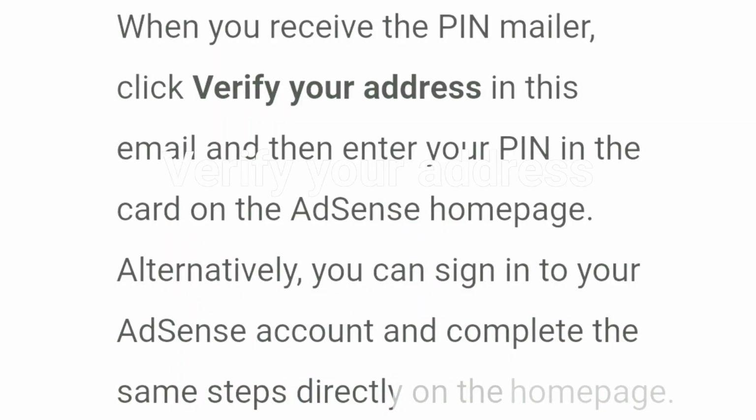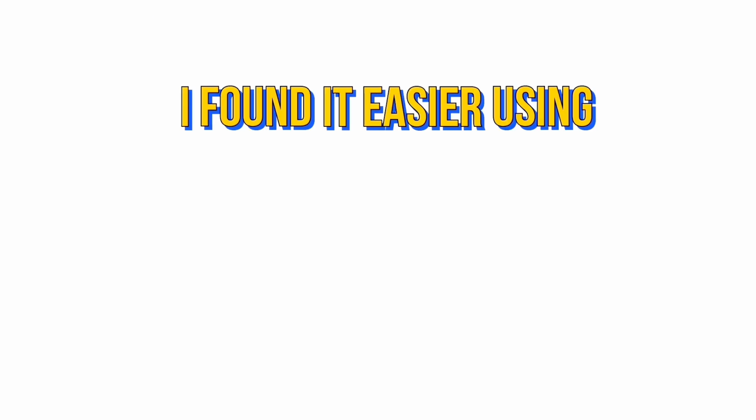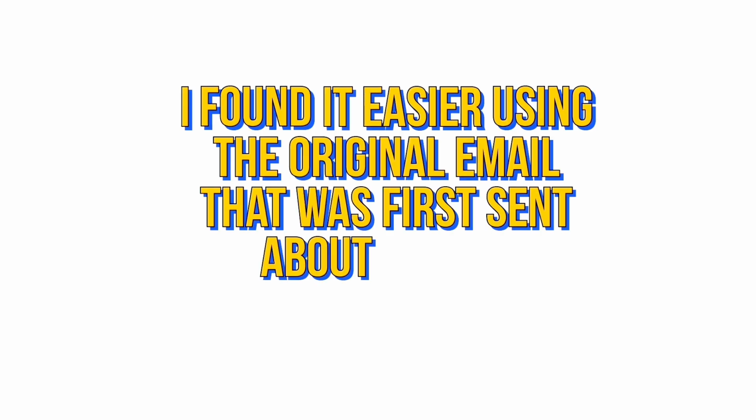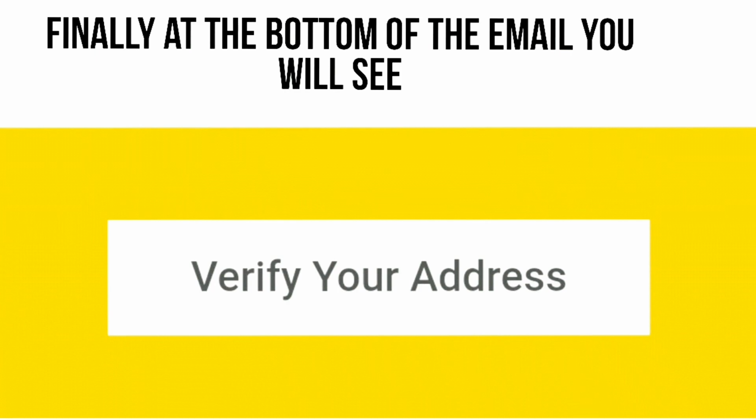When you receive the PIN mailer, click verify address at the bottom of this email and get to the Google AdSense homepage and enter your PIN there, or alternatively you can go straight into your Google AdSense account and enter it directly. So at the bottom of the email, I scrolled all the way down to the bottom, and then I just clicked where it said verify address, and then it brought me to this page.